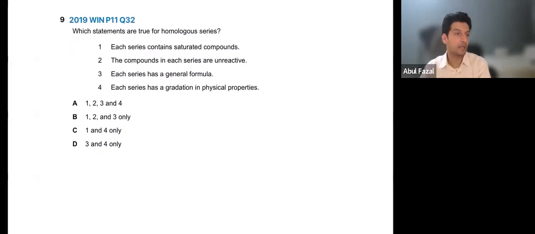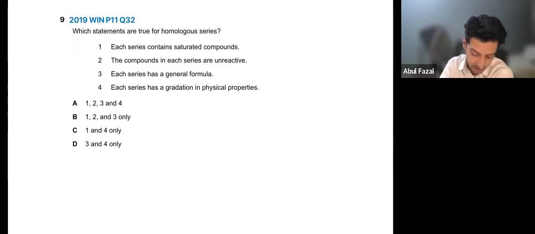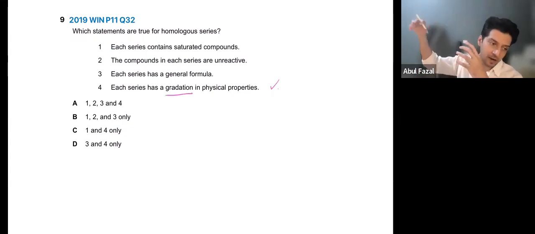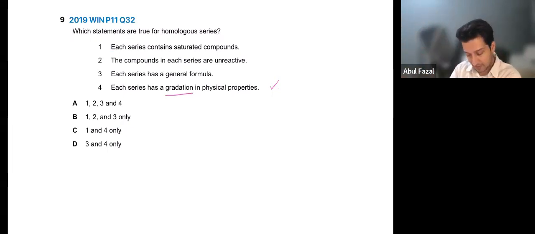All right, number 9. Each series contains saturated compounds. The compounds in each series are unreactive. Each series has a general formula. Each series has a gradation in physical properties. Number 4 we haven't done, but that's true. There is a trend in physical properties. What do you mean by gradation? If you put everything onto a graph, you'll see that there's a slight change throughout. Gradient ban jata. So yeah.